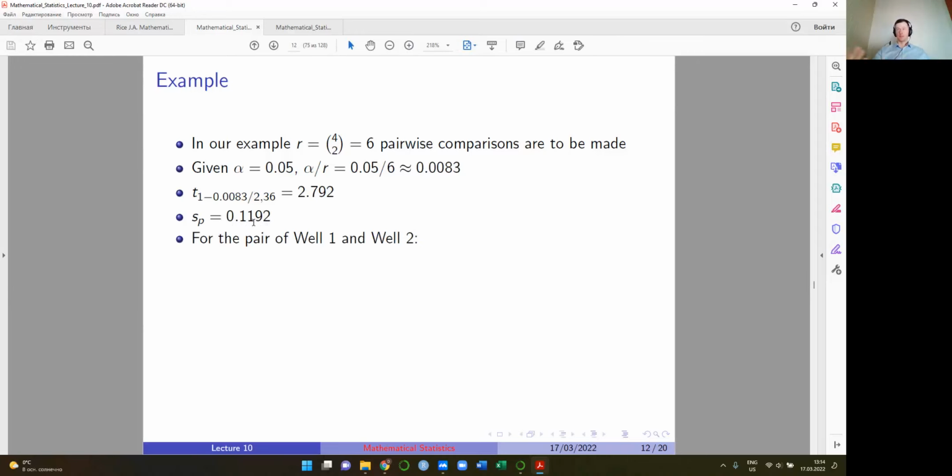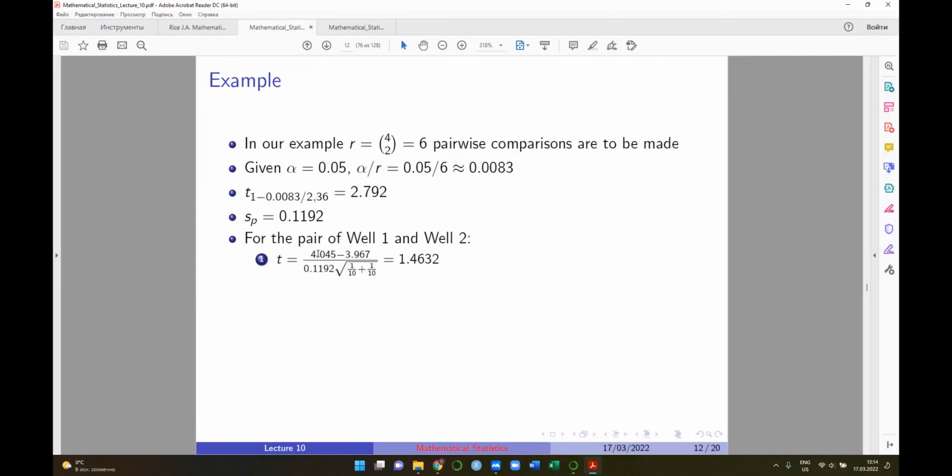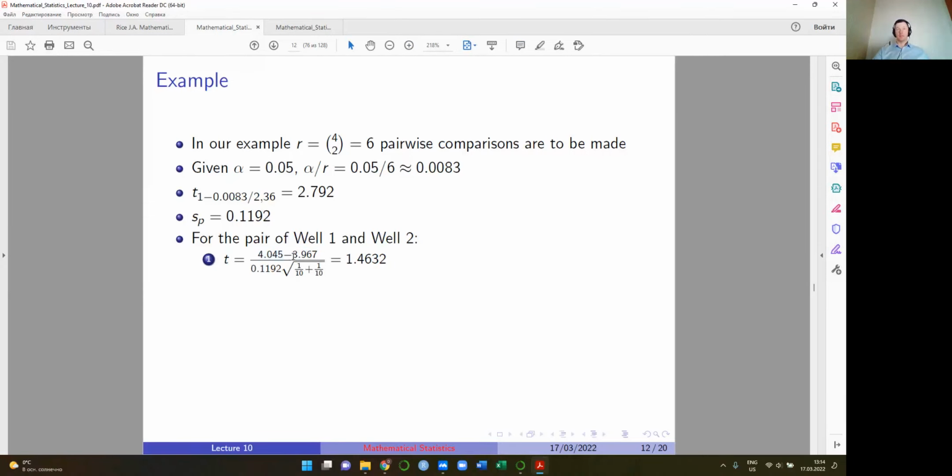And now, just for example, how do we perform this? It's a usual t-test for 2 samples. We take the first sample mean, the second sample mean, the pooled standard deviation, multiplied by the square root of 1 over 10 for the column 1 size plus 1 over 10 for the column 2 size. And we have t equals 1.46. The critical value is 2.79, so we cannot reject the null hypothesis, the means are equal.